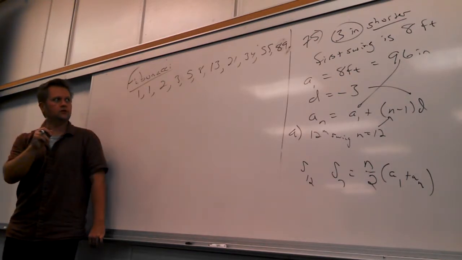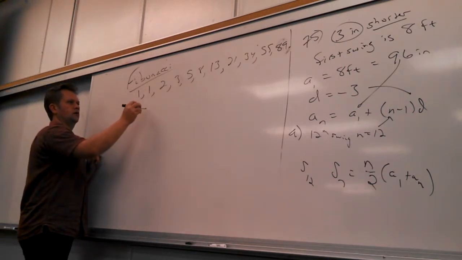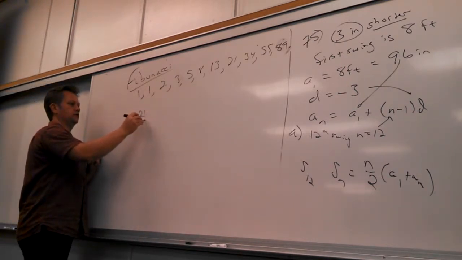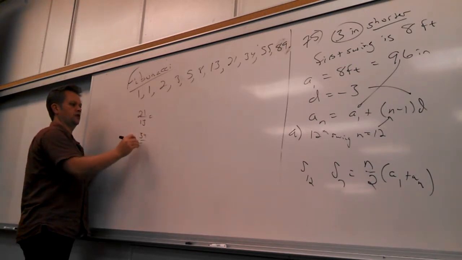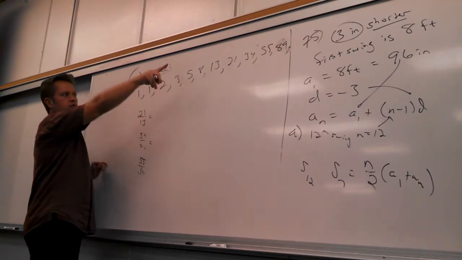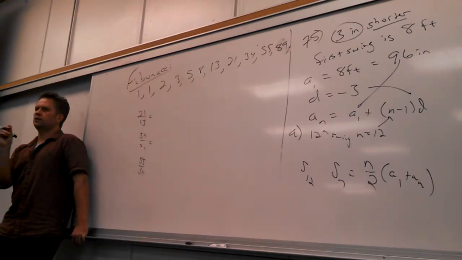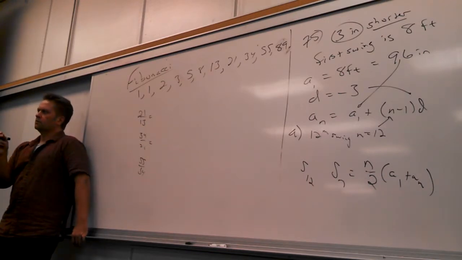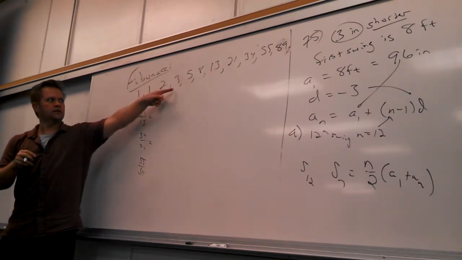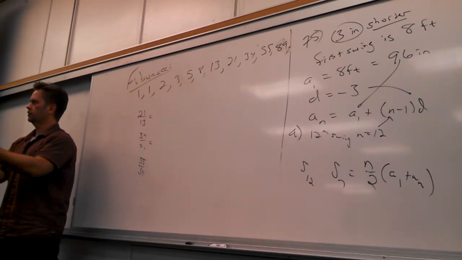But for right now, do this for me, just to get us started. What's 21 divided by 13? And then 34 divided by 21? And then 55 divided by 34. You see what I'm doing? Just dividing one by the one before it. So this is not geometric. I don't keep multiplying by the same thing to get to the next one, right? You guys agree with me there, right?